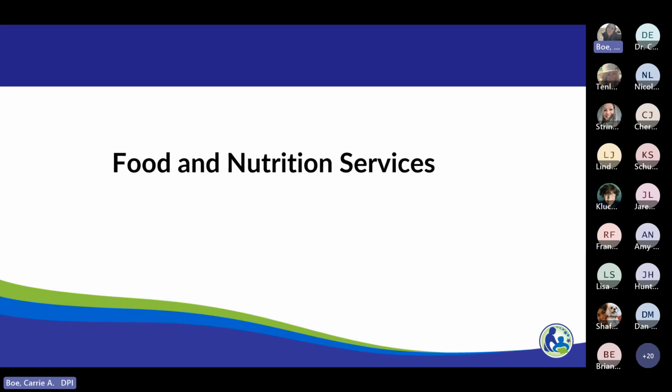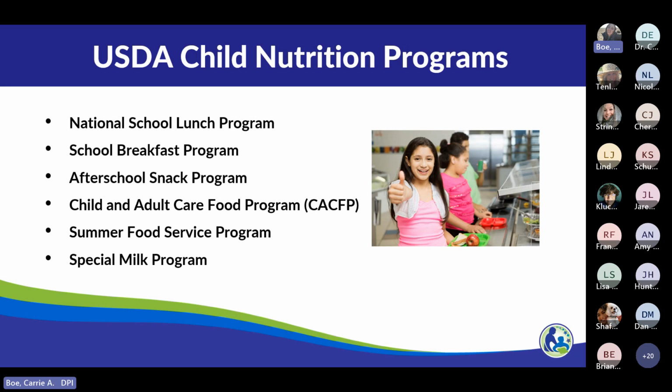All right. Next piece, our food and nutrition service team staff member isn't in attendance today, so I'm going to quickly cover this slide. These are all of the USDA child nutrition programs that DPI helps service and facilitate. So we have our National School Lunch Program, which we talked about in connection to the economic status reporting. We have our school breakfast program, after school snack program, child and adult care food program, summer food service program, and special milk program. These programs may be available if you're interested at your school.